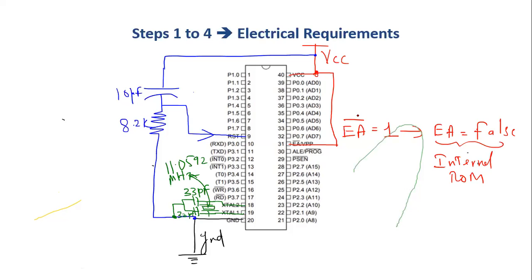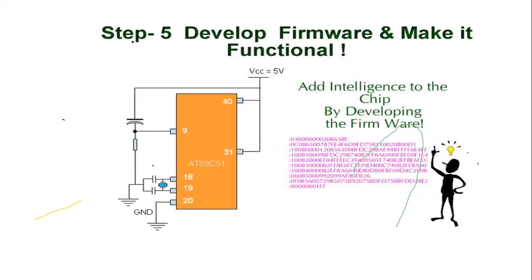So these are the 5 steps. Step 1 is power. Step 2 is reset. Step 3 is oscillator. Step 4 is firmware locator. And the 5th step, step 5, is the firmware locator part.